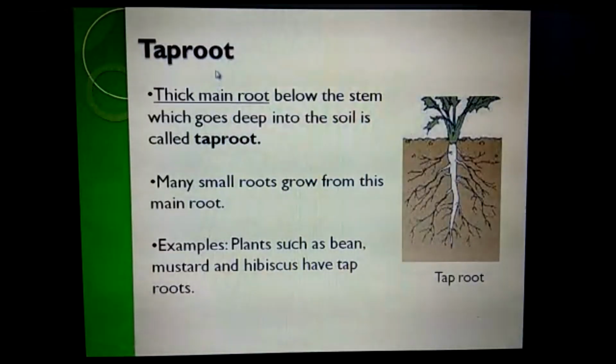First, tap root. What is tap root? Thick, main root below the stem which goes deep into the soil is called tap root. You can see in the picture that in tap root, there is a thick main root, and from this main root, several branches of roots are coming out. So this type of root is called tap root. For example, plants such as bean, mustard, and hibiscus have tap roots.